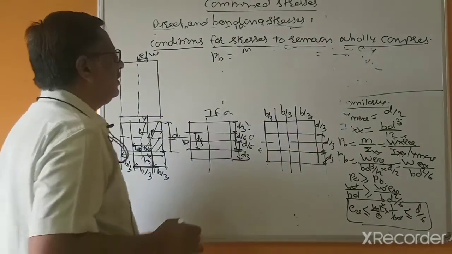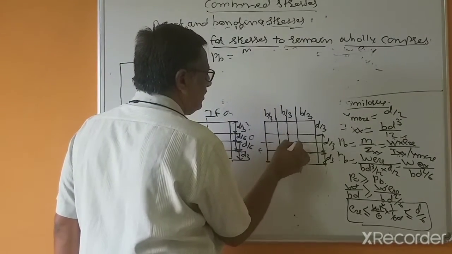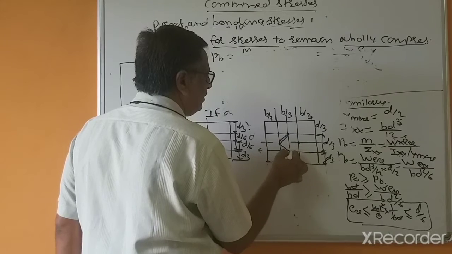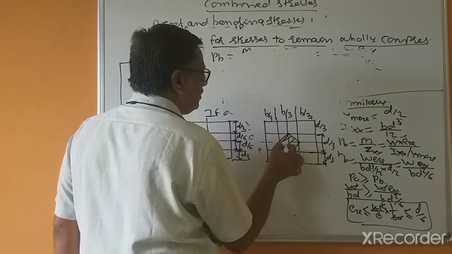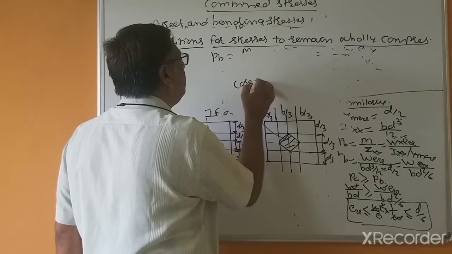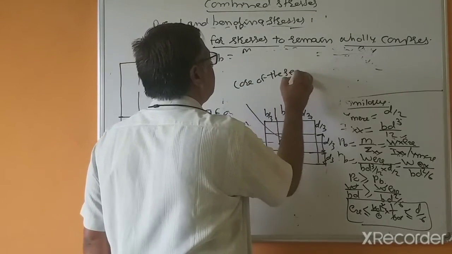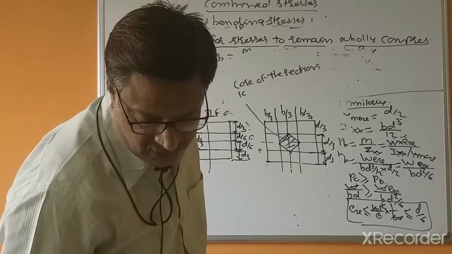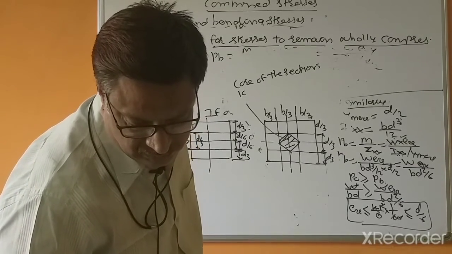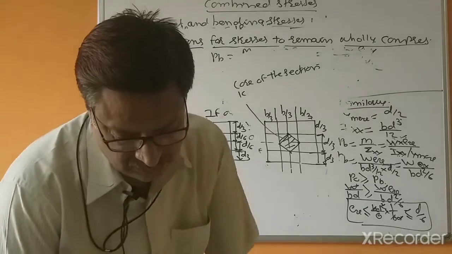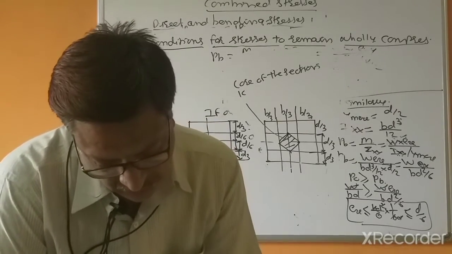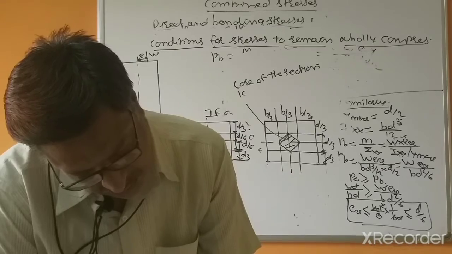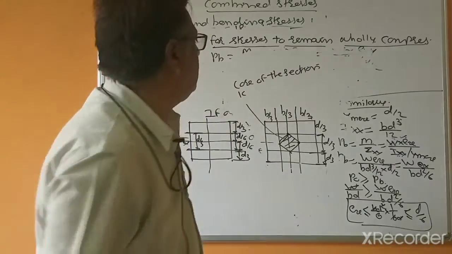Now this is the extreme points, and if these points are joined, this is called the core of the section, or it is also called the kernel.